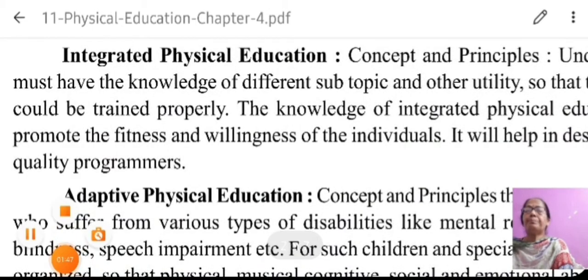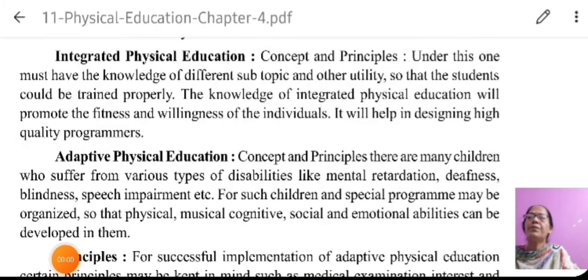Now, let's see integrated physical education, concept and principles. Now children, see the concept. Under this, one must have the knowledge of different subject topics and their utility so that the students could be trained properly. The knowledge of integrated physical education will promote the fitness and willingness of the individual. It will help in designing a high quality program.